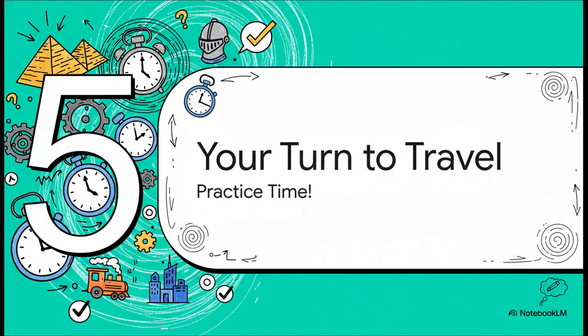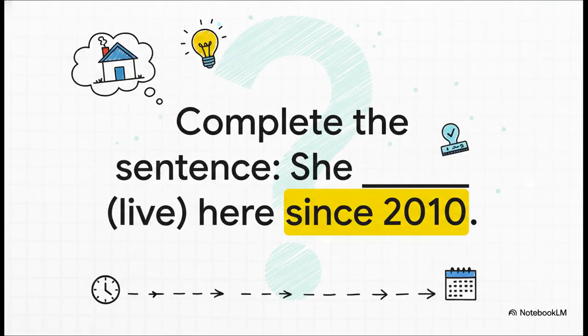Okay, you've learned the controls, you know the destinations, and you know how to avoid paradoxes. I think you're ready. It is now your turn to pilot the time machine. Let's do a couple of quick practice runs. Okay, here's the first one. I'll say it out loud. Complete this sentence. She live here since 2010. Now's your chance. Go ahead and pause the video right here. Think about your answer, and then just press play when you're ready to check.